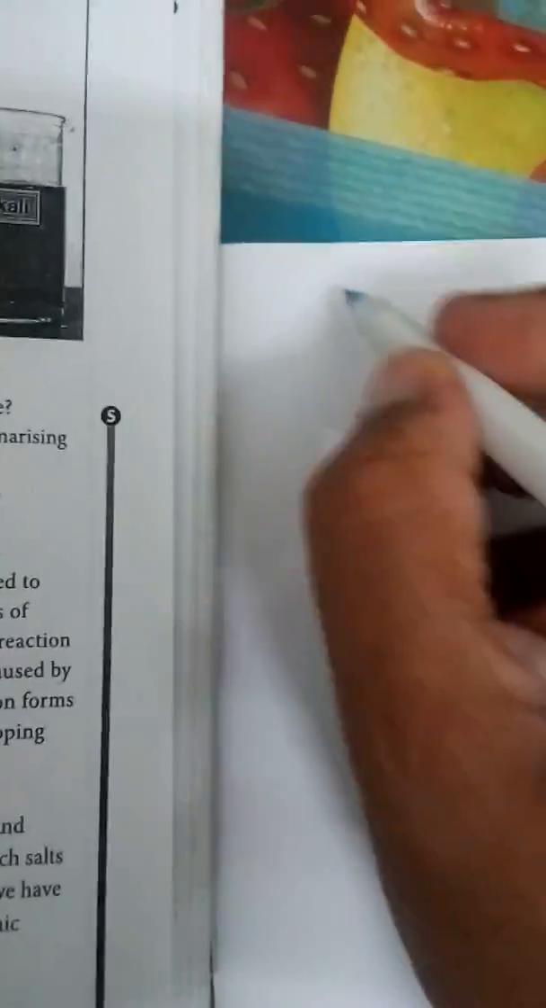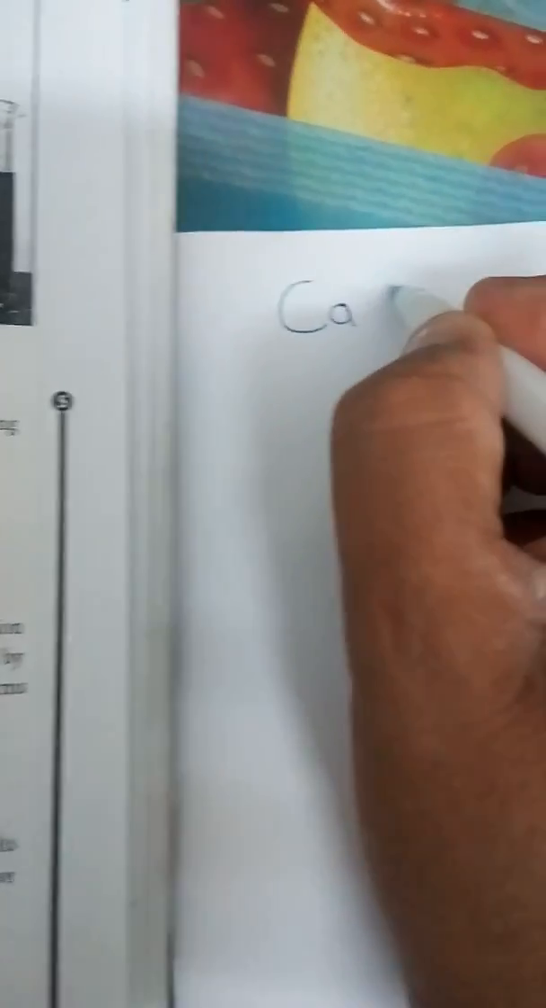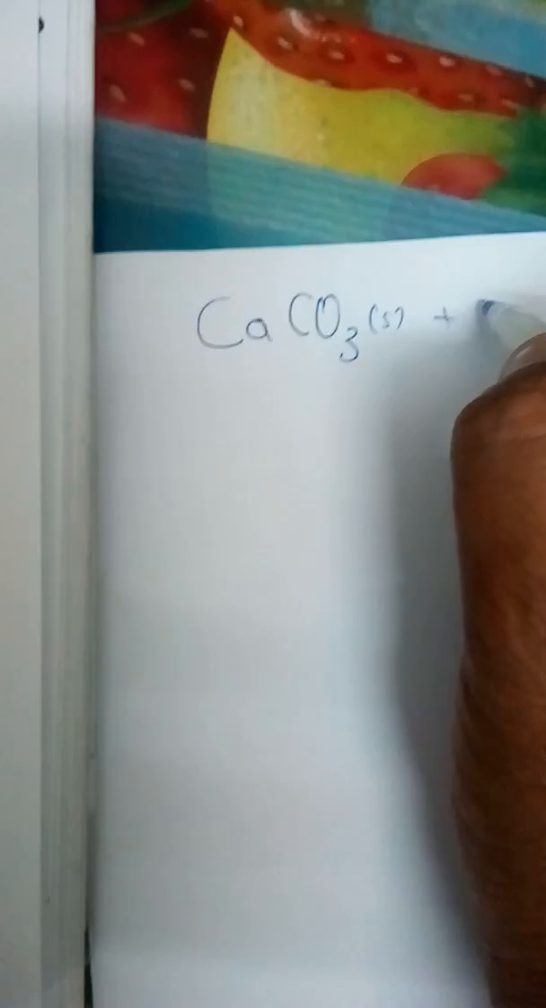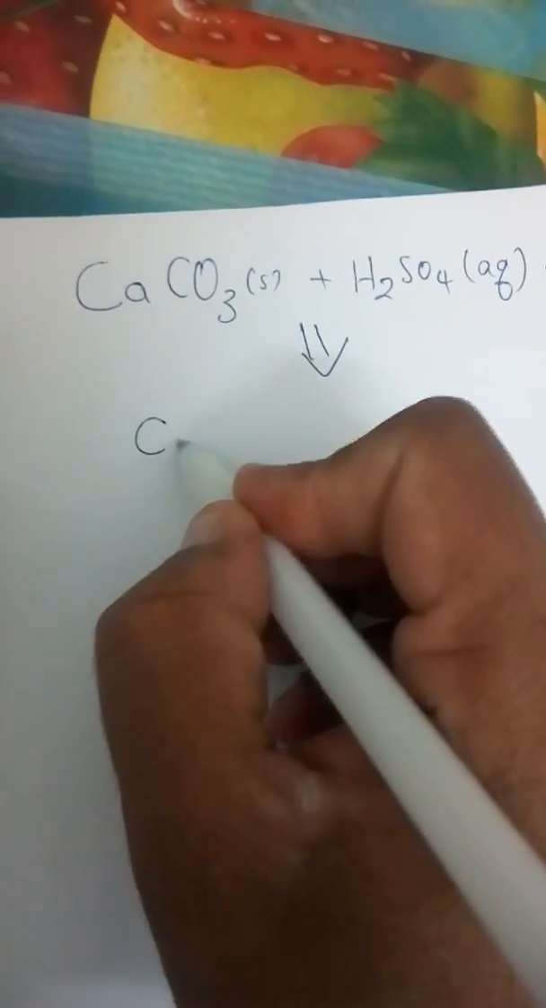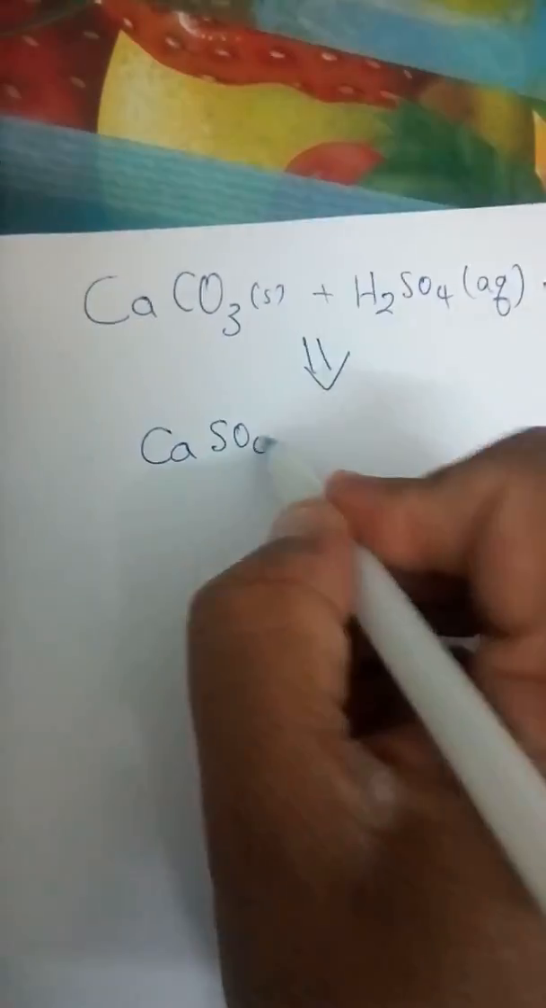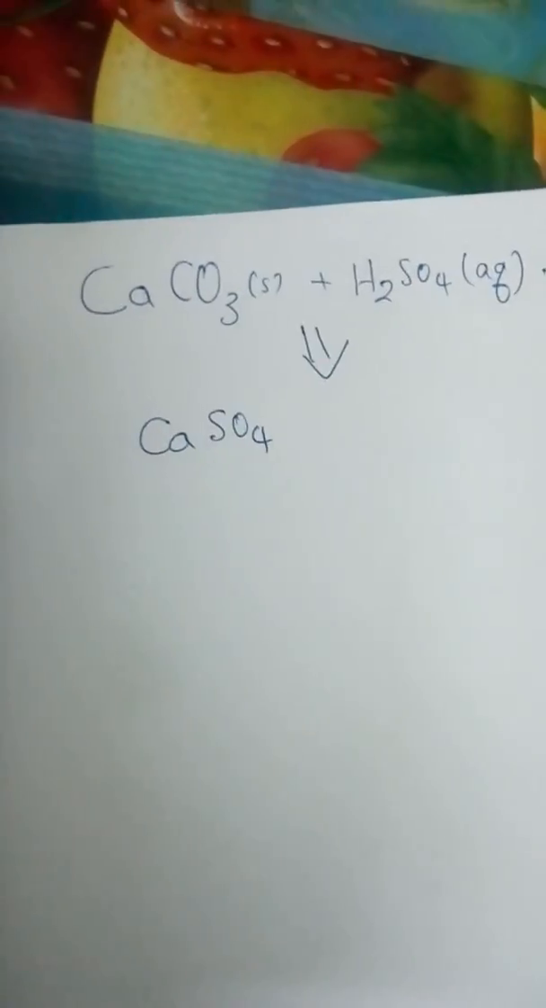Let's use, for example, marble chips, that is CaCO3, in solid state mixing with the sulfuric acid. It is expected to give a lot of carbon dioxide, but it suddenly stops. What is happening here? The result is calcium sulfate. Calcium sulfate is an insoluble salt.